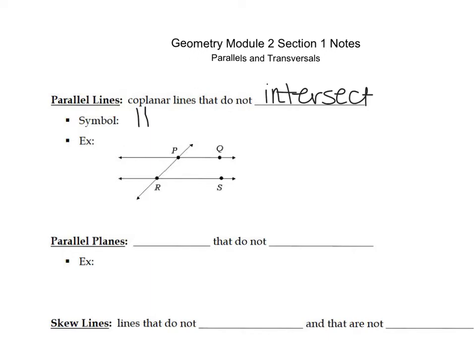So if we're looking at our example here, we have three lines. We have lines PQ, RS, and PR. And we can say that line PQ is parallel to line RS since they do not intersect. There's also a symbol we can use to indicate parallel lines, and that's a little shaded in triangle on two lines. That would indicate that they are parallel, and typically they are shaded red to kind of stick out from the other lines as well. So that's how we know if two lines are parallel.